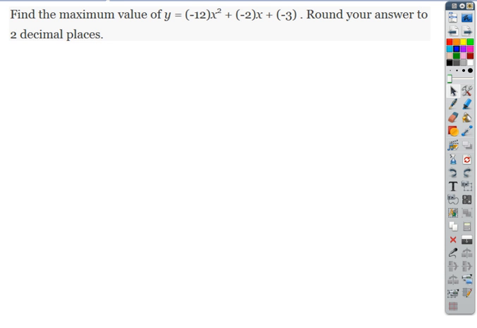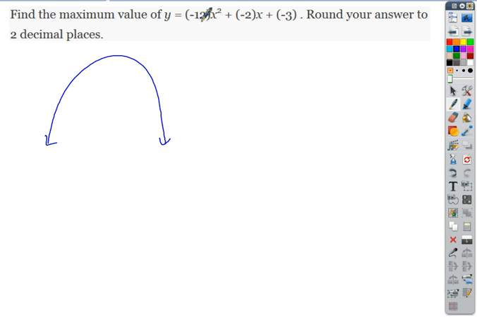How would it look if I did a sketch of this parabola? Open up or down? Down. Okay, so I know that just in general it's going to look like this, right? Because A is negative. So I know if A is negative, it opens down.